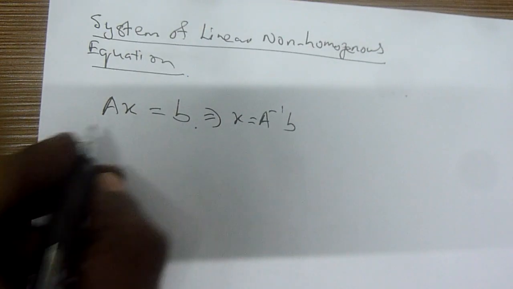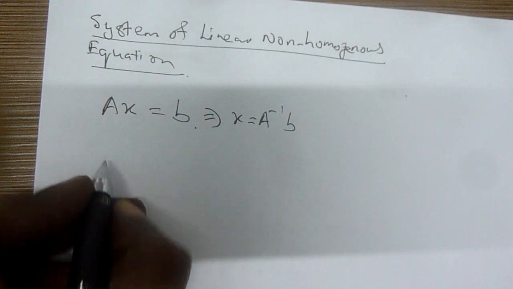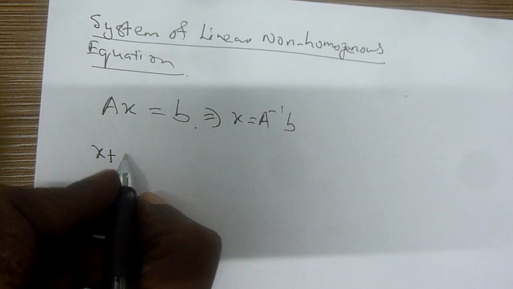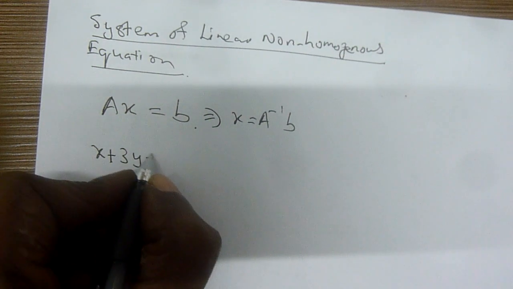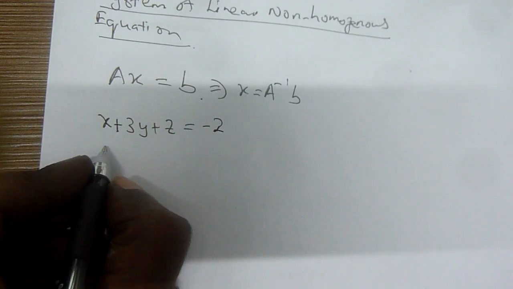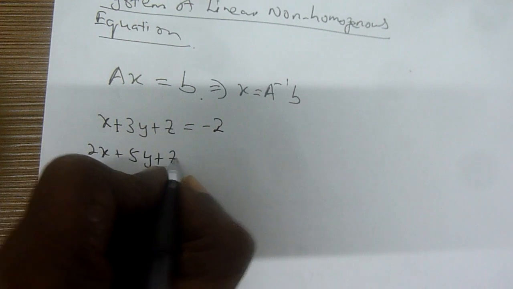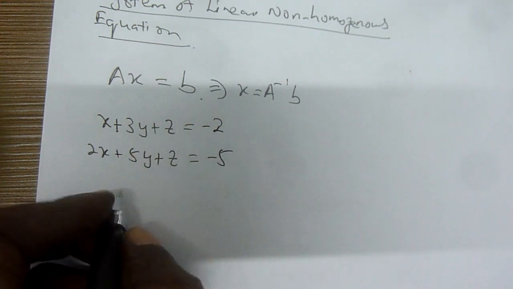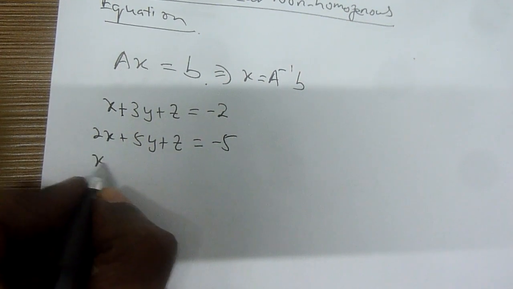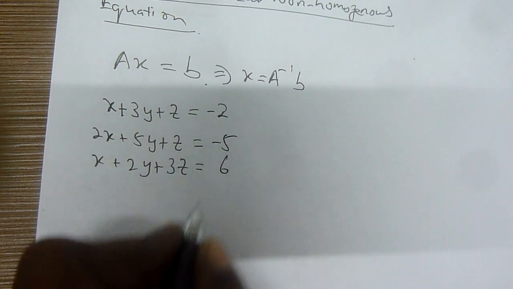For example, let us see one simple example which you already learned before. We already learned solving linear equations, but now we are solving for three variables. 2x plus 5y plus z equals negative 5, and x plus 2y plus 3z equals 6.